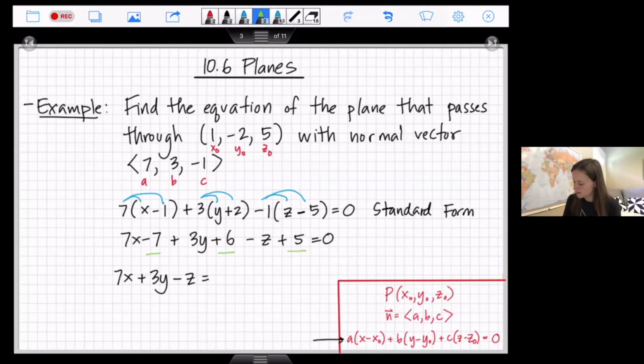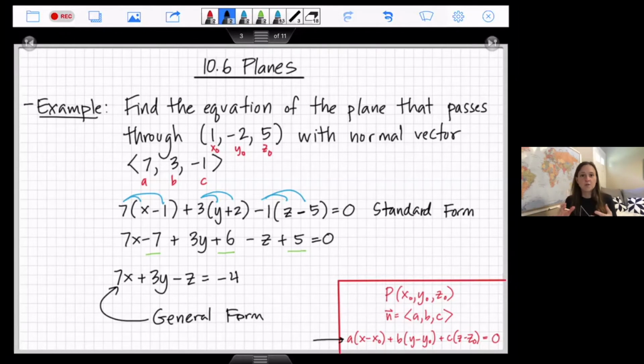So let's see, that's going to be a positive 4 on the left. So I'm going to subtract 4 from both sides. So I'll have a negative 4 over on the right. And this is what we call general form. But general form actually still gives us that normal vector. Look at the x, y, and z coefficients, 7, 3, negative 1. You can still see exactly what the normal vector to the plane is, even in general form.